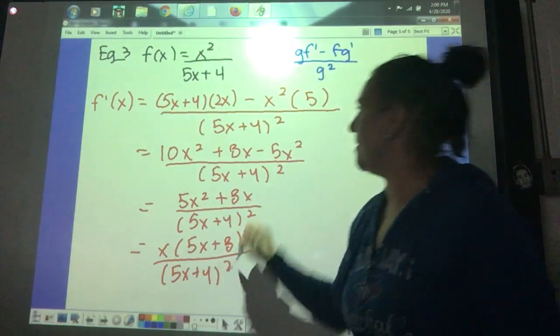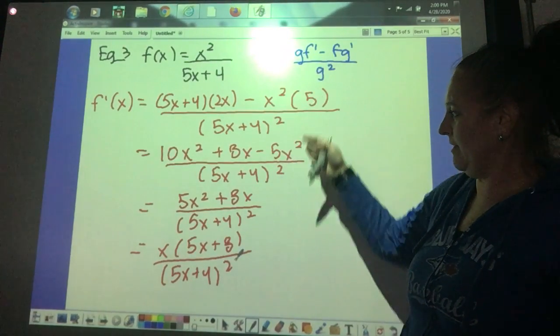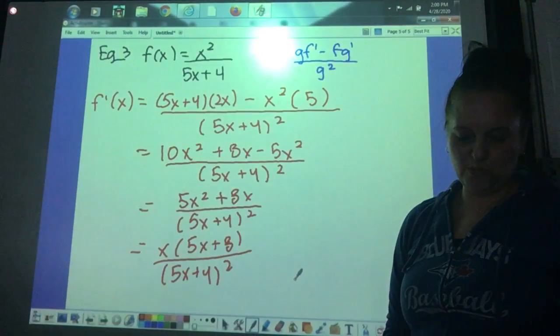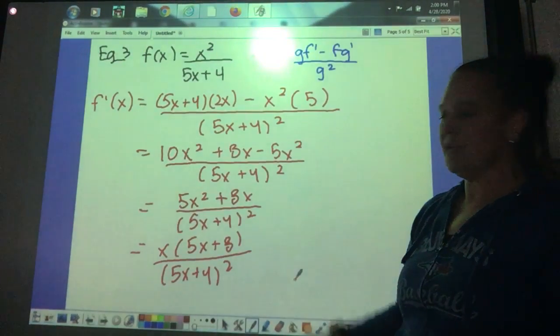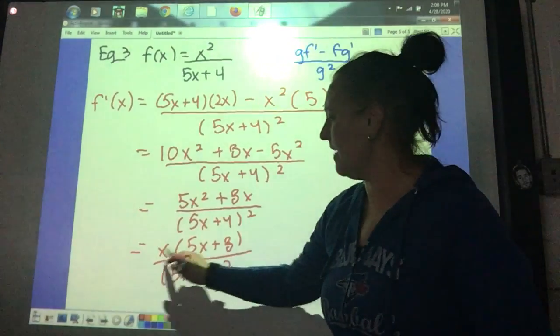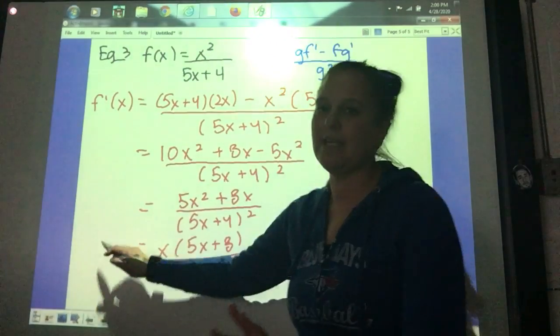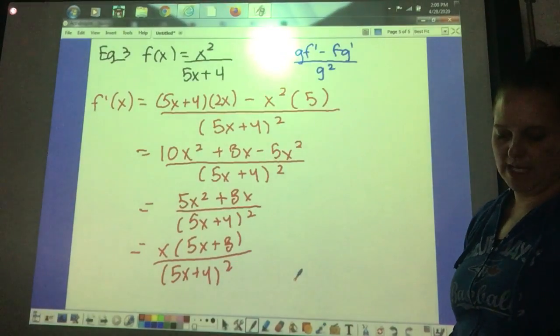Okay, so that was step one. We had the first derivative, and then we factored it and simplified as much as we could. Now if we set the numerator and denominator to 0, what value of x would give us a numerator of 0 or a denominator of 0? I don't have to actually set it equal to 0. I can probably tell by looking at it.